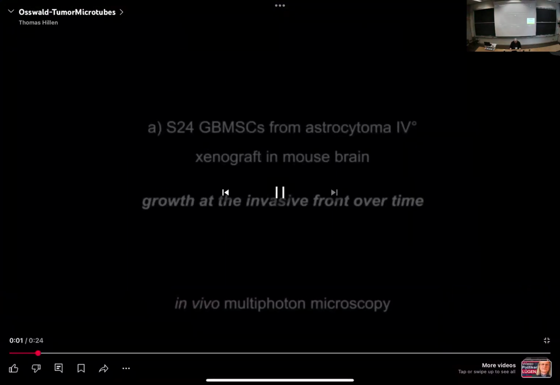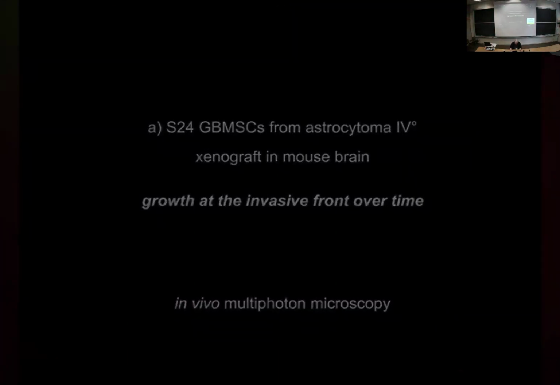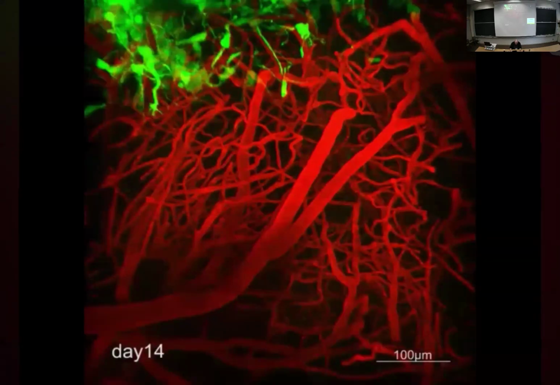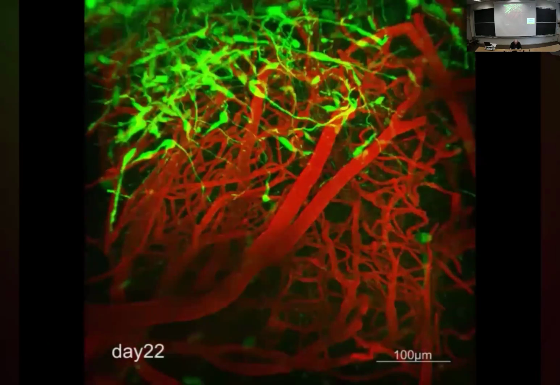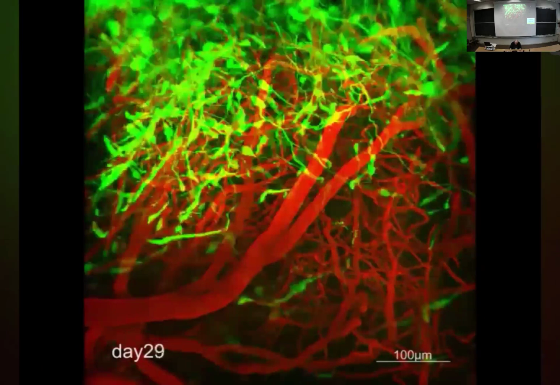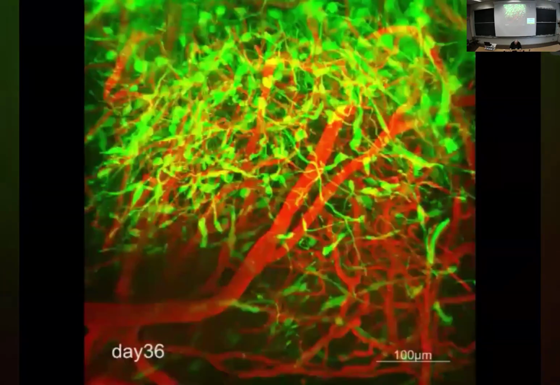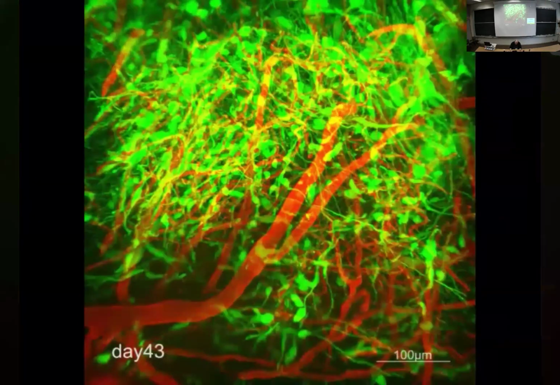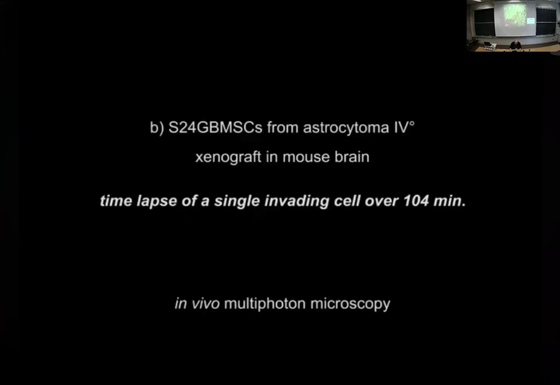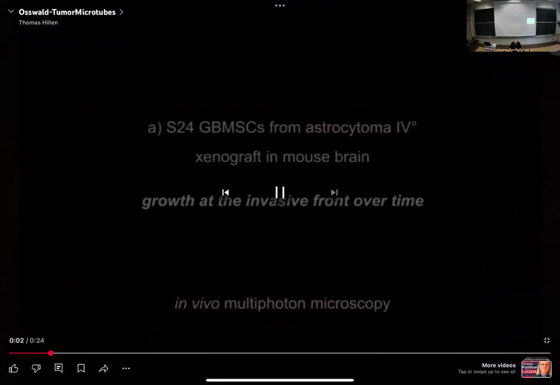So here's the video of the still image I just showed you. You will see from top in green, the glioma cells invading. They extend microtubes, and then they grow from the microtubes, and then they send new microtubes and grow, and they form a network. And then this is how the tumor looks. Maybe I should show this again. It was so quick.